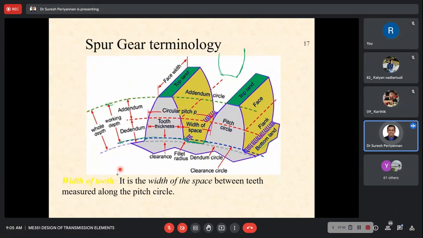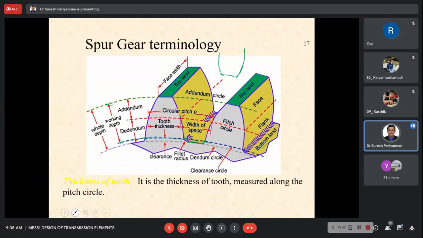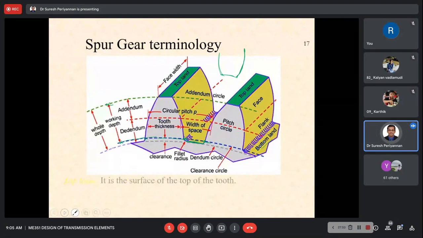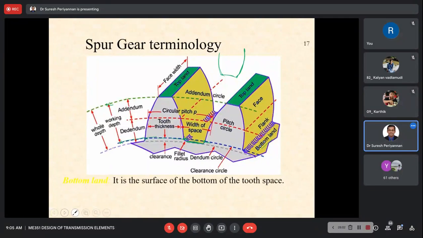Now, what is the circular pitch? Okay, one by one. Thickness of the teeth, I have told you that: the thickness of the teeth is measured along the pitch circle. What is the circular pitch? Okay, top land. This is a top land. This is a bottom land. Now, bottom land we discussed.